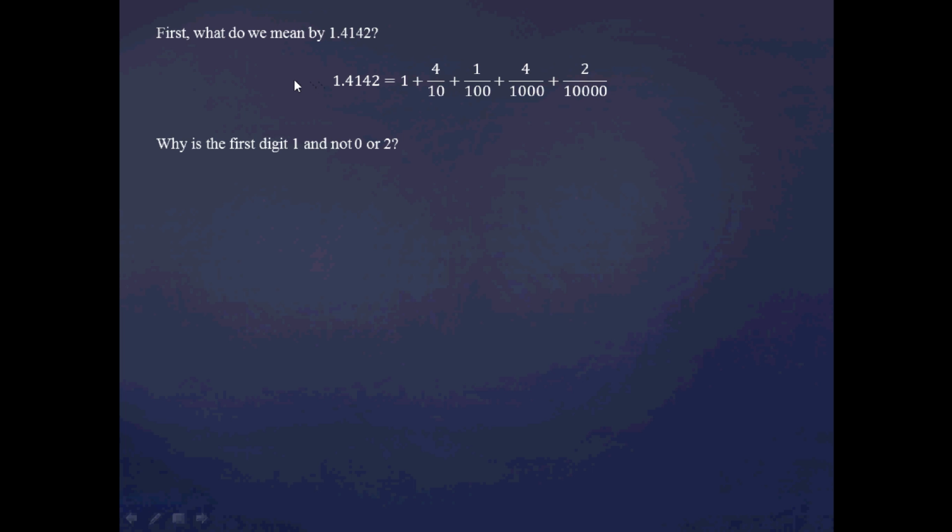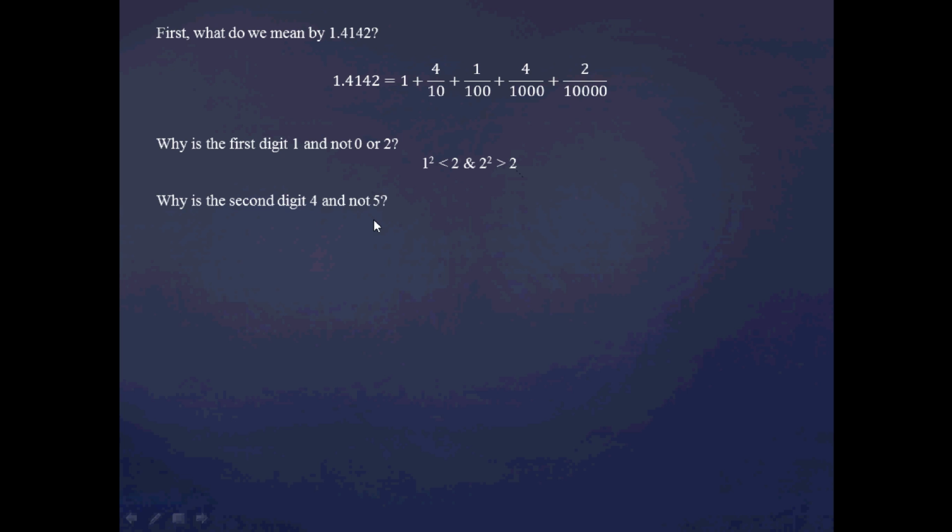So the question I'd like to ask now is, why is it that this first digit in the square root of 2 is 1 and not 0 or 2? The reason being that 1 squared is less than 2, but if we go one more digit up to 2, 2 squared is going to be greater than 2. Because remember that this number is supposed to be the number such that when it's squared is going to be equal to 2. So it has to be 1, because if we go up one more place, it would start to exceed 2 when we square it.